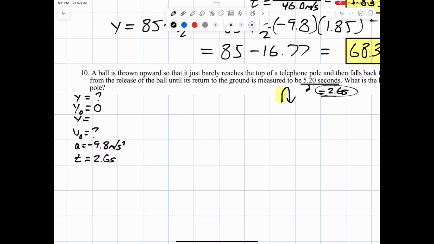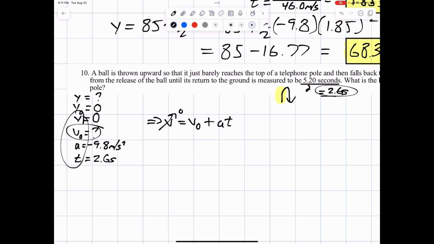So here's what I'm thinking. Why don't we use this, knowing that V is 0 at the top, to find V naught. And once we find V naught, then we can find the height at the highest point. So V equals V naught plus A times T. V is 0.